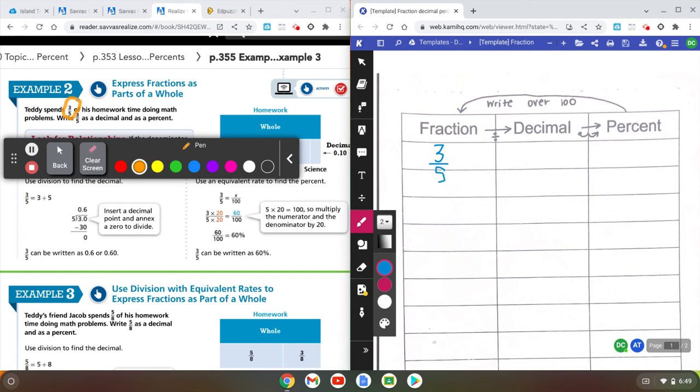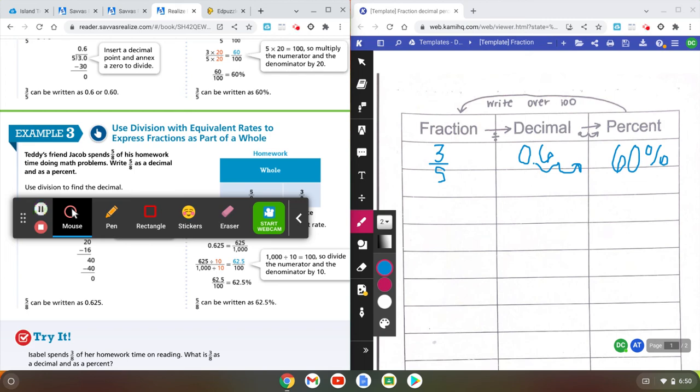So now looking on your chart, how do you go from a fraction to a decimal? Fraction to decimal, you divide in your calculator. So what's 3 divided by 5? You should get 0.6. And how do you go from decimal to percent? You move the decimal twice to the right. I have to fill in that space with a 0. So 3/5 is the same thing as 0.6, which is the same thing as 60%. And we started with a fraction, so you don't have to convert that percent back to a fraction.